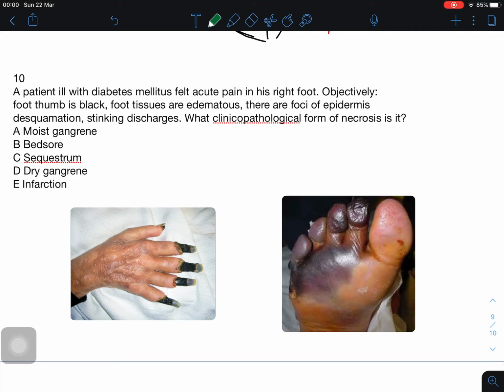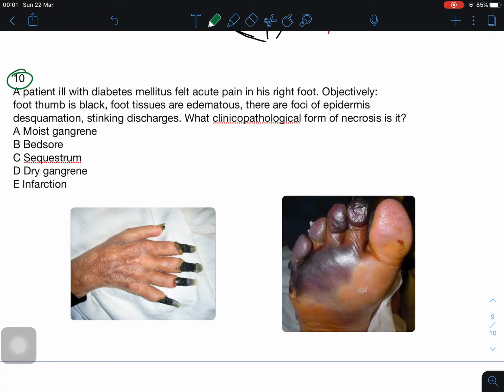So we are discussing currently the 10th question. A patient ill with diabetes felt acute pain in his right foot. Objectively, the foot thumb is black, the foot tissues are edematous, there are foci of epidermis desquamation and stinking discharges. What clinicopathological form of necrosis is it?